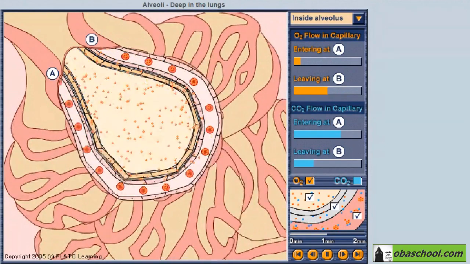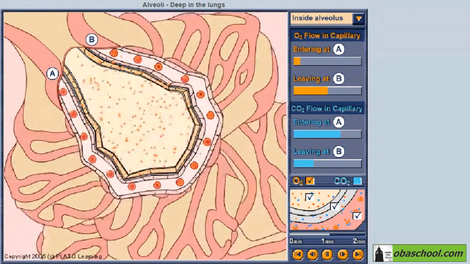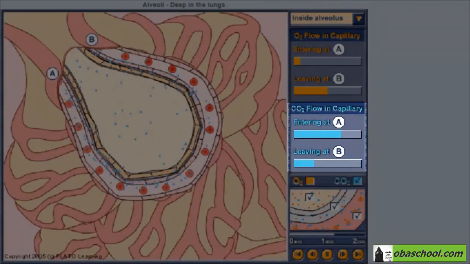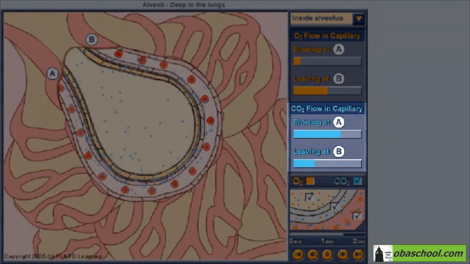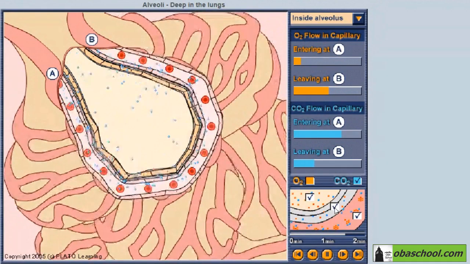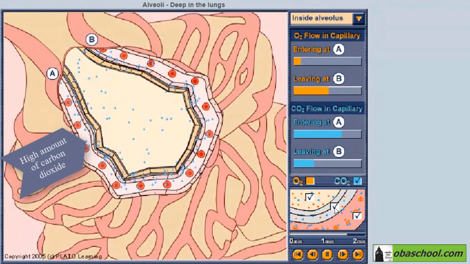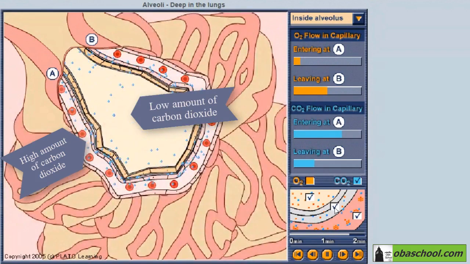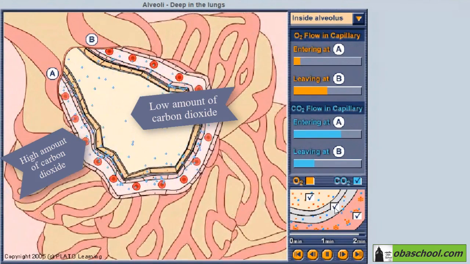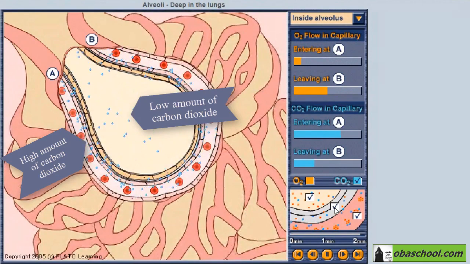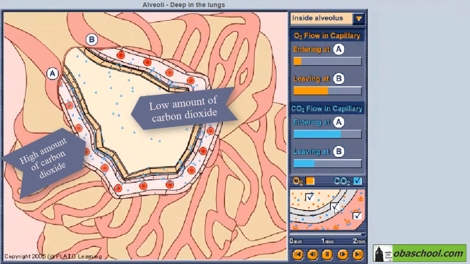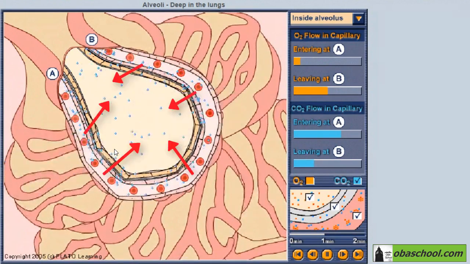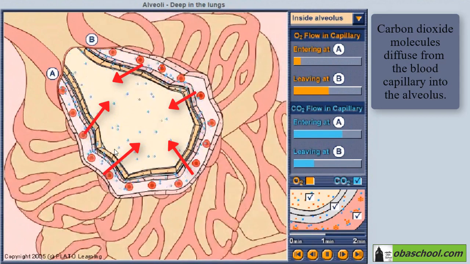Is it the same for carbon dioxide gas? Let's find out. The carbon dioxide has the blue color. As you can see, the carbon dioxide molecules are present in larger amounts in the blood entering at point A than in the alveolus. So the carbon dioxide is found in large quantities in the blood capillaries compared to the alveolus, which means that the carbon dioxide molecules are going to diffuse from the blood capillary into the alveolus.